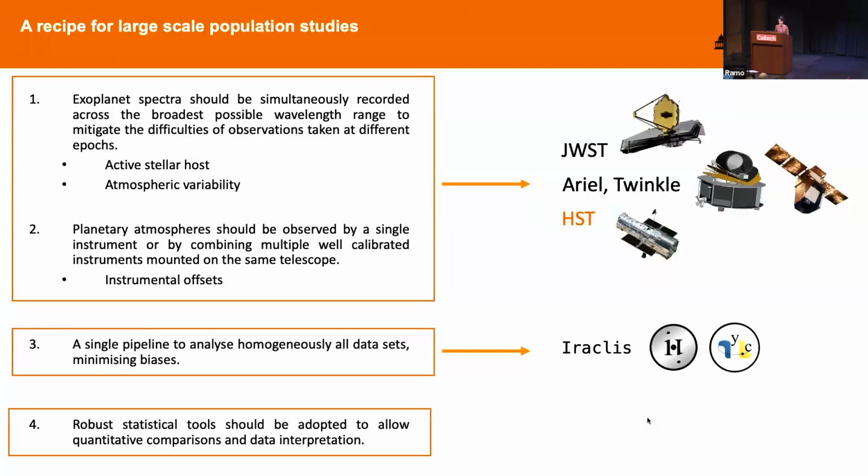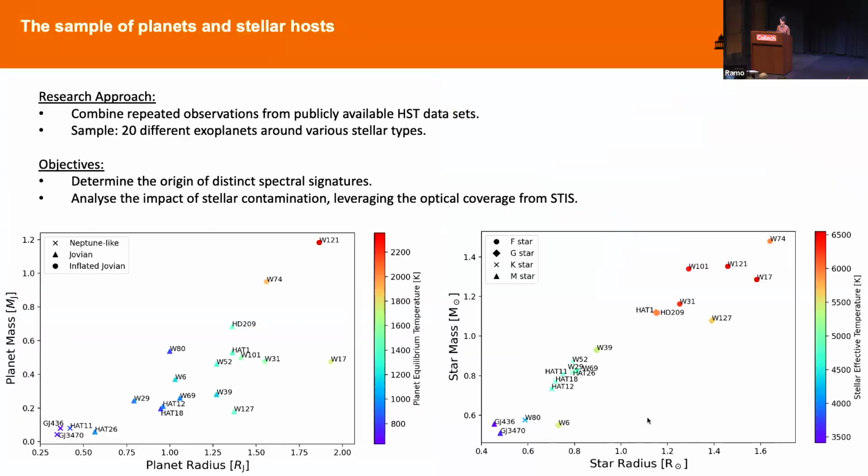Finally, robust statistical tools should be used in order to perform quantitative comparisons and allow data interpretation. So in this work, we utilize TauREx 3, a fully Bayesian retrieval framework, together with the ACE plugin developed by Alexandra Thompson, also a PhD student at UCL, that specifically focuses on correcting for stellar activity during retrievals.